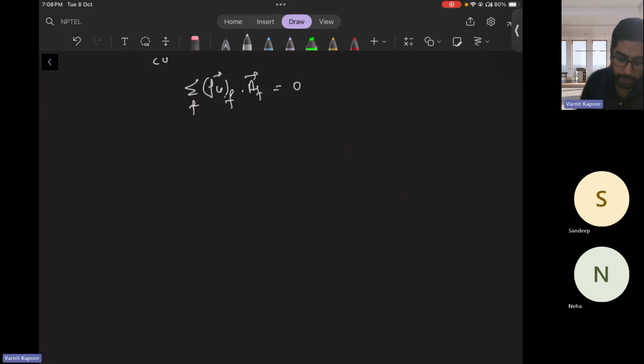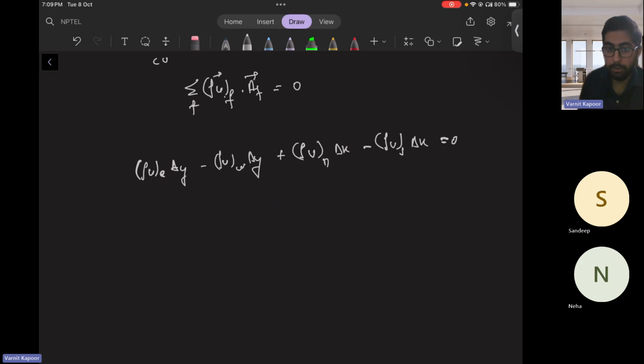So your continuity equation will look like rho U east A east, that is nothing but delta Y, minus rho U west delta Y plus rho V north delta X minus rho V south delta X equal to 0. Again, U east, west, north are not stored at cell centers. They are stored at velocity control volumes. Okay, that is our fix.